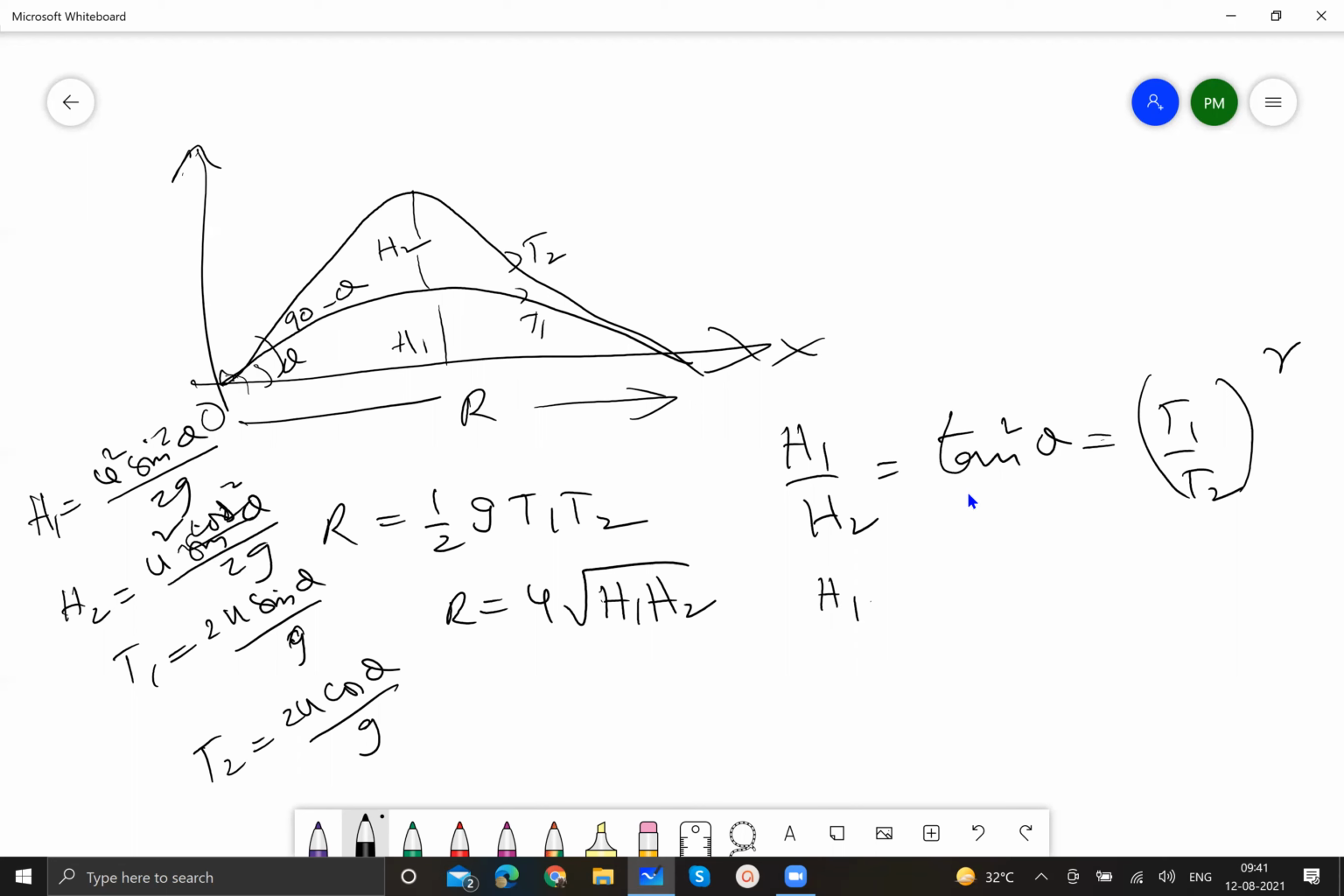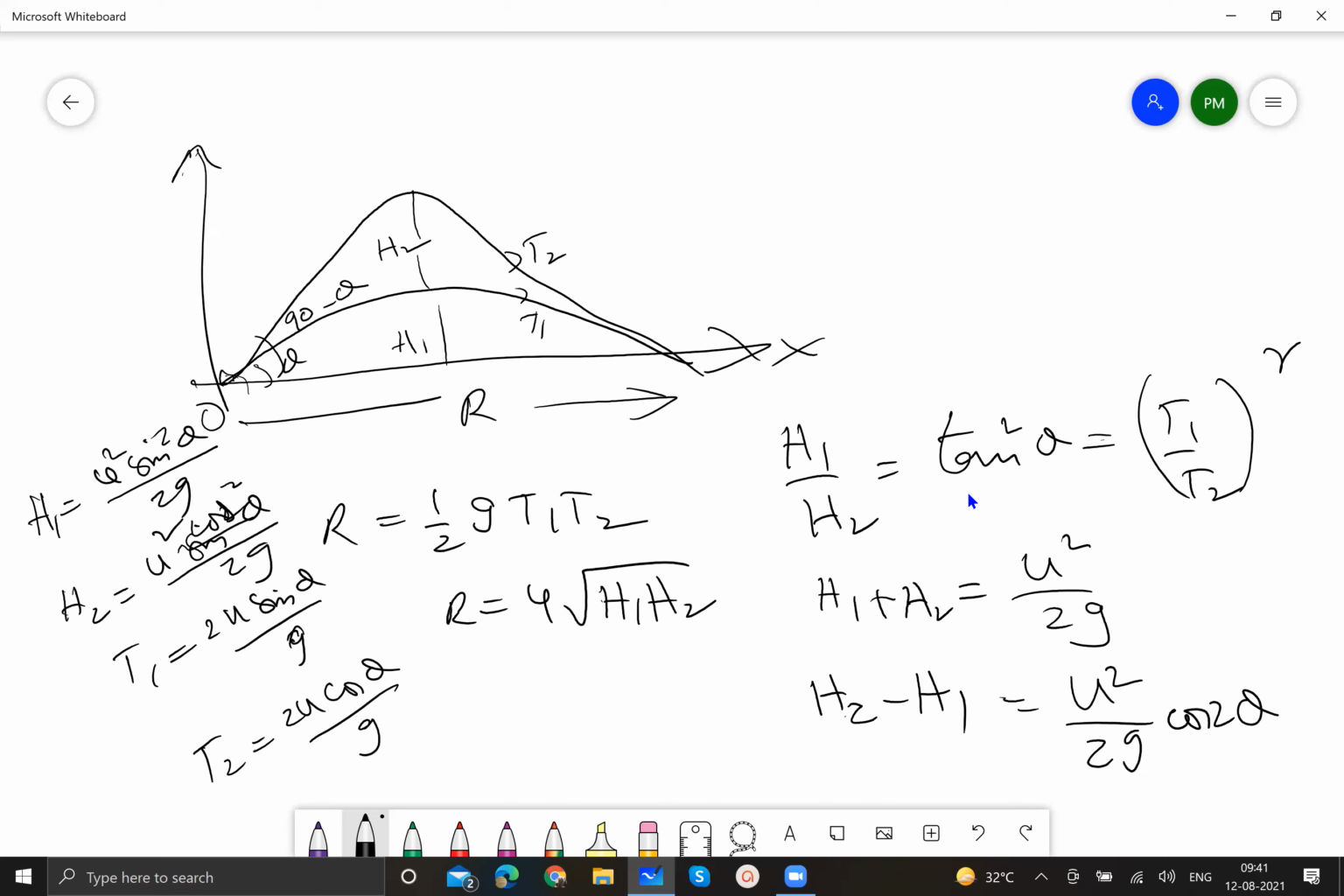Next, H1 plus H2 is u square by 2g, which is equal to T1 square plus T2 square. Am I right? No. Because sin square theta plus cos square theta will become 1. H2 minus H1 will become u square by 2g into cos 2 theta.